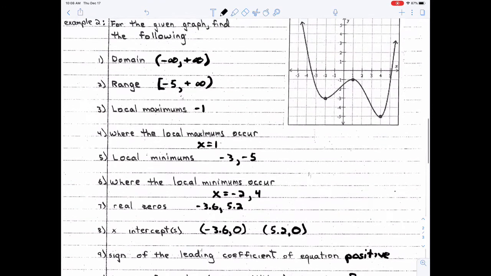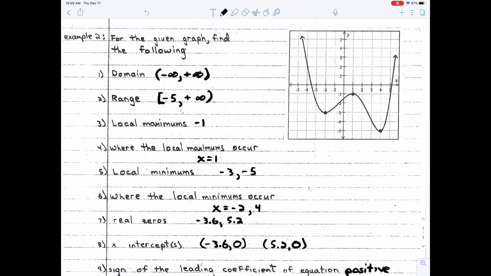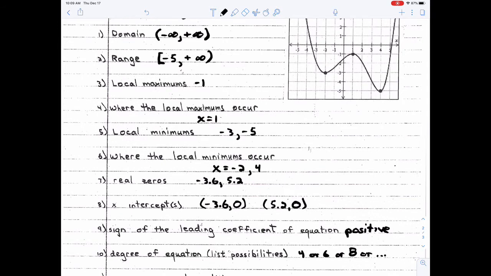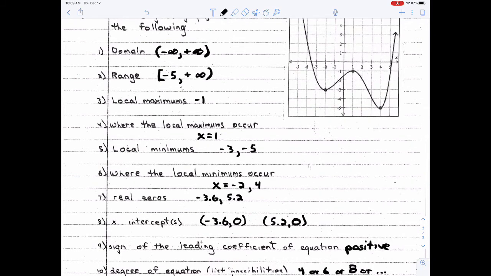Now, something I want to point out. Notice here, we only had 2 real zeros. Well, if you have a degree of 4, that means you would have 4 zeros. 6 would be 6 zeros. 8 would be 8 zeros. So why are there only 2 real zeros? Because if there are 4 zeros, that would mean there are 2 real zeros and 2 imaginary zeros. The imaginaries just don't show up on the graph. If there are 6, that would mean there are 2 real zeros and 4 imaginary zeros. And if you have 8, that would mean there are 2 real zeros and 6 imaginary zeros. So just wanted to point that out.